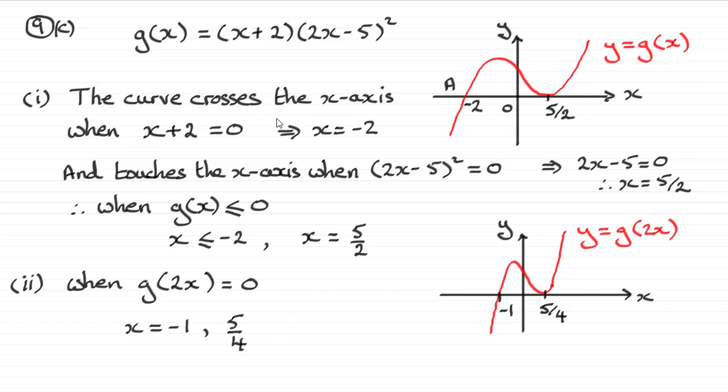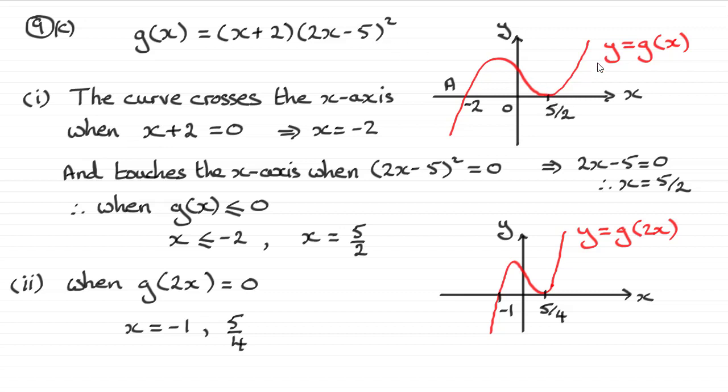What we've got here is that if we were to put this equal to 0, it would tell us where it crosses the x-axis, and clearly x is minus 2 when this factor equals 0. And this is a repeated factor, so that would mean that the curve is just touching the x-axis.